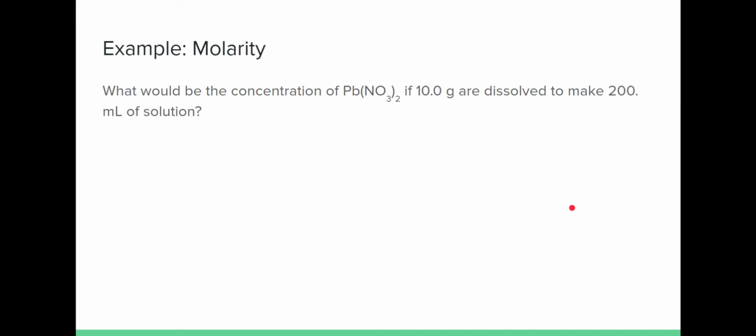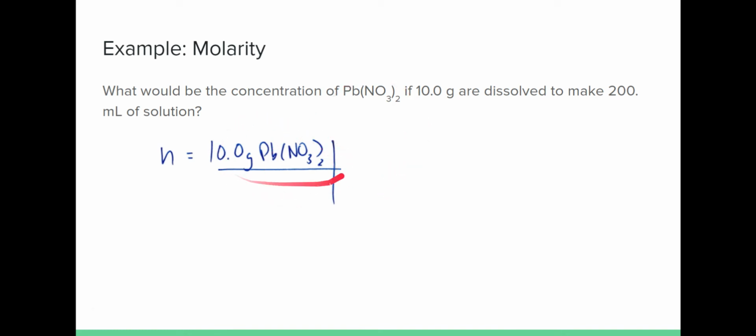Now, if we're provided grams instead of moles, it simply adds one more step to the solution of the problem. The other thing to watch out for is that when we define molarity, we define it in terms of liters of solution. So if we're provided milliliters of solution, we have a little bit of unit conversion to do before we actually solve the problem.